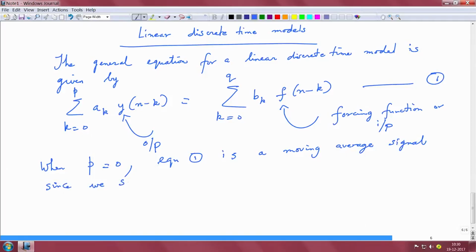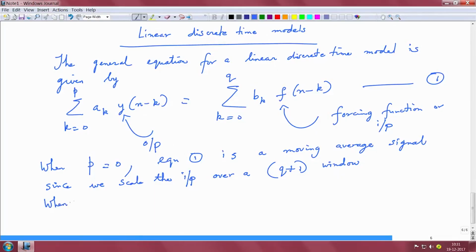Since we scale the input over a q plus 1 window, q plus 1 because from k equals 0 to q you have q plus 1 points. Therefore, over a q plus 1 window you are going to average the signal.